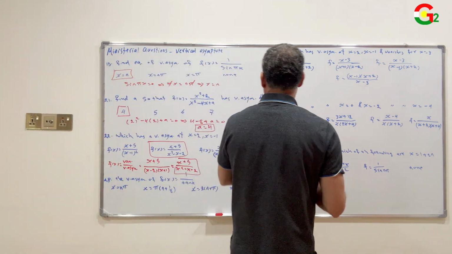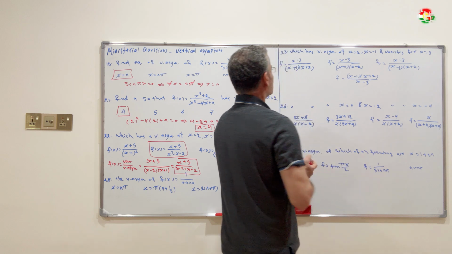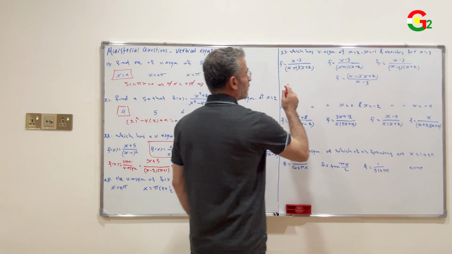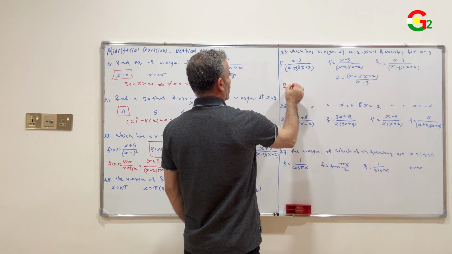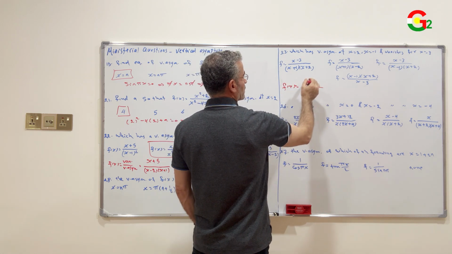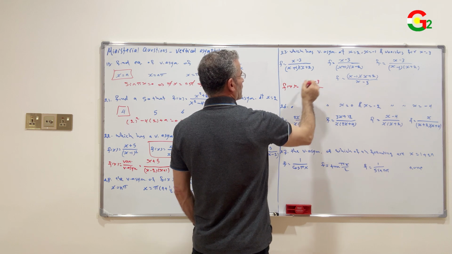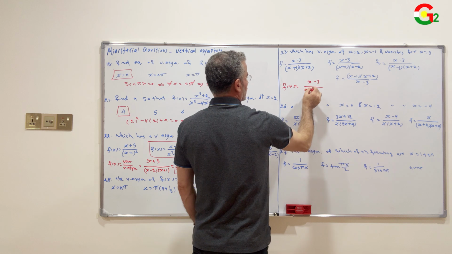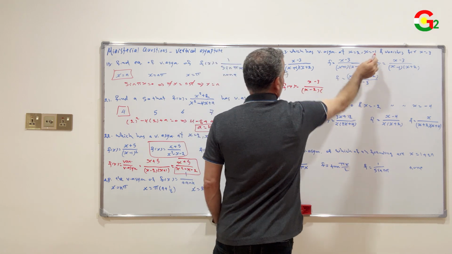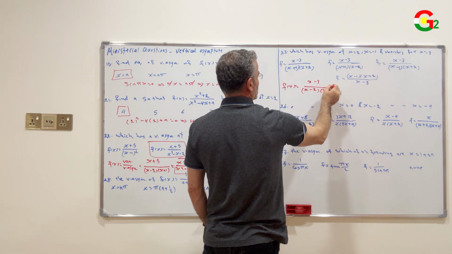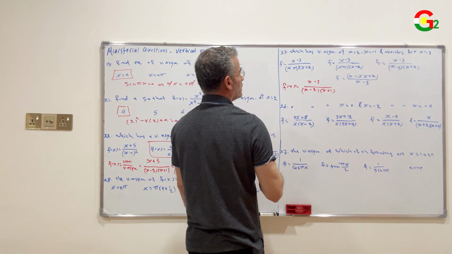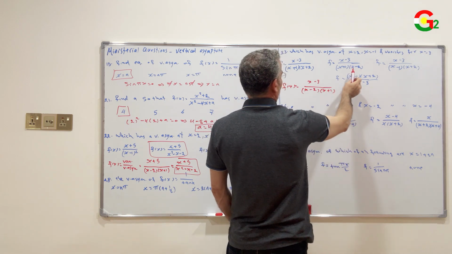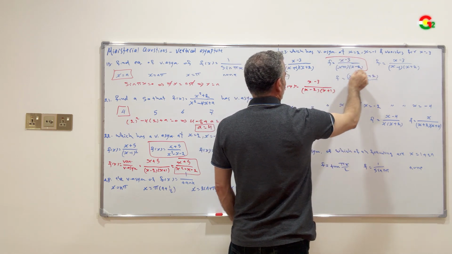I'll get back to 28. Let me solve 23, which has a vertical asymptote at x equal 2, x equal negative 1, and vanishes for x equal 3. It means x minus 3 in the numerator. In the denominator, for x equal 2, x minus 2 times, for x equal negative 1, x plus 1. Which choice is true? This one. Choice B.